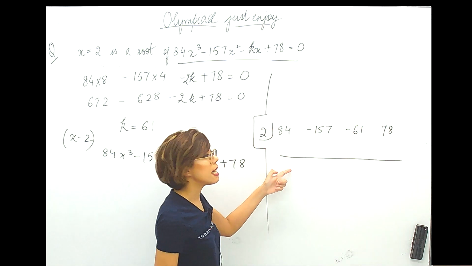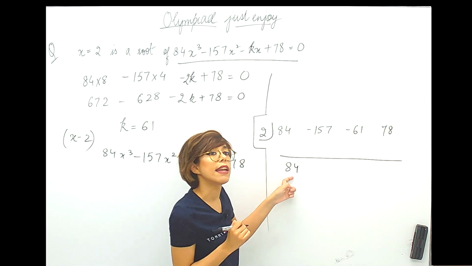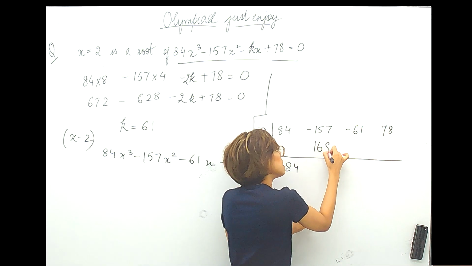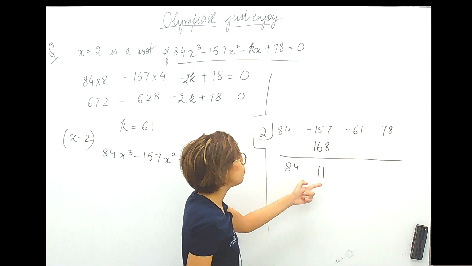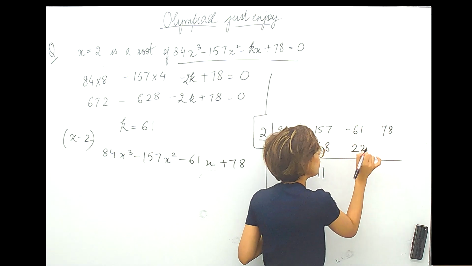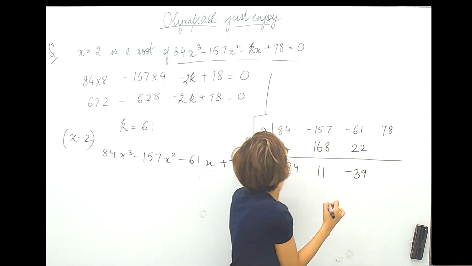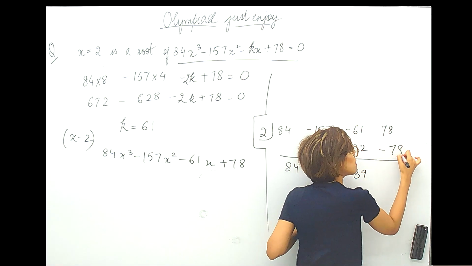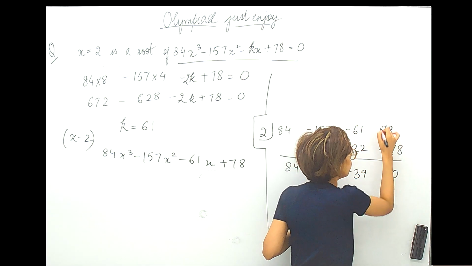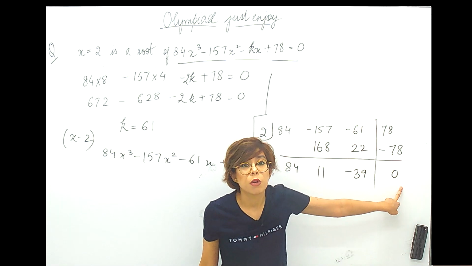Now, 84 as it is, 84, and then 2 into 84, that is 168. Now, I'll add, that is 11. Then 2 into 11, that is 22. Then I'll add, that is minus 39. And then I'll multiply, and that will give me minus 78. I'll add, this is 0. And I know that the last column is the remainder.